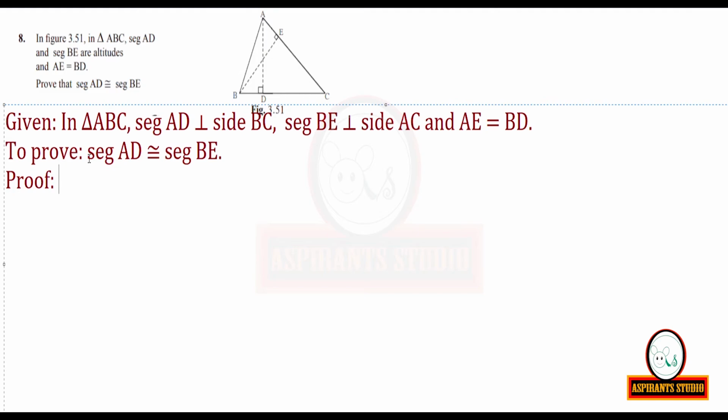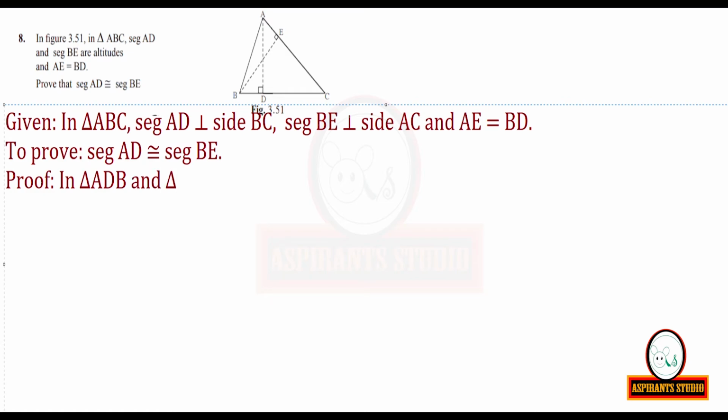Now coming to the next question. You are given in triangle ABC, segment AD and segment BE are altitudes and AE is equal to BD. You have to prove that segment AD is congruent to segment BE. Since segment AD and segment BE are altitudes, we can write segment AD is perpendicular to side BC and segment BE is perpendicular to side AC. And also you are given AE is equal to BD. We have to prove segment AD is congruent to segment BE.